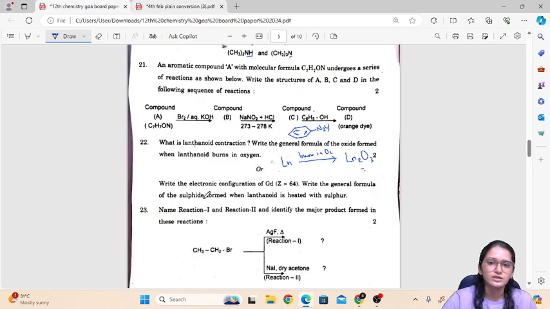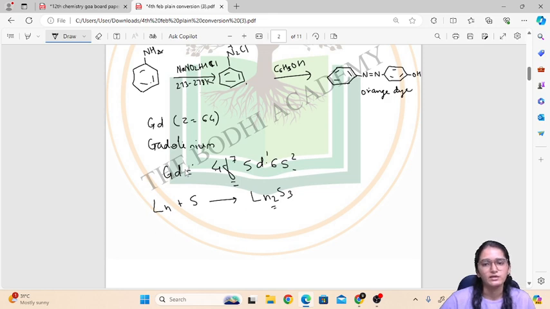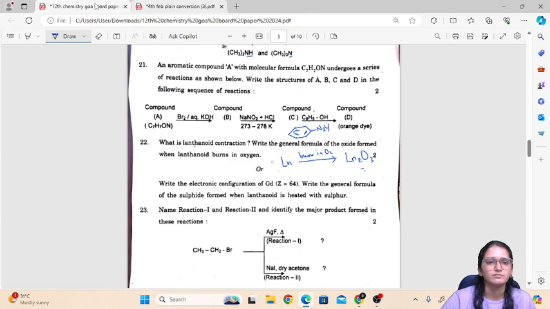Next question is under that: the general formula of the sulfide formed when a lanthanoid is heated with sulfur. So when a lanthanoid is heated with sulfur, which compound do we get? We get the same type as the oxide, that is Ln2S3. Ln2S3 is the formula of the compound that we get after combining.